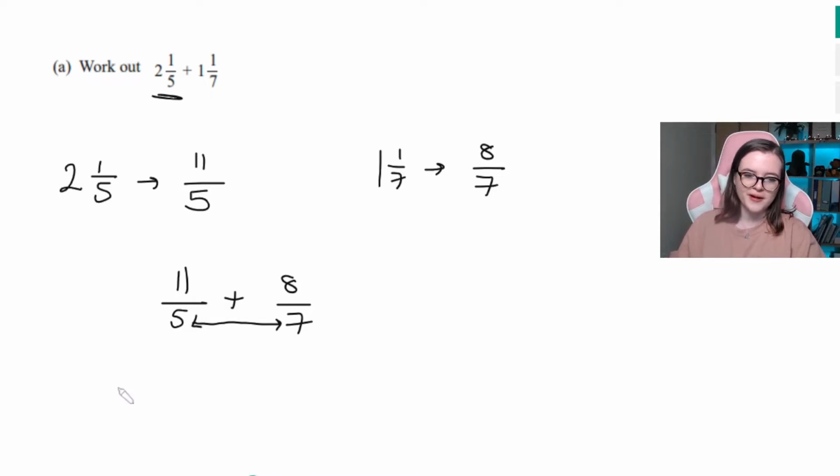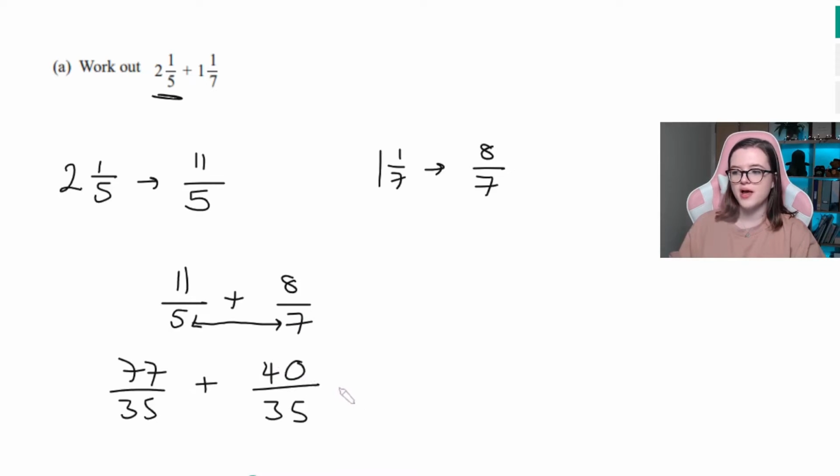So what we're going to do there then is convert both of these fractions to be over 35. So then to get this one into 35, you multiply by 7. So also times the top one by 7, so you get 77. And then 7 here has been multiplied by 5 to get 35. So 8 times 5, that is then 40. And then add these together, we then get 77 plus 40, which is 117.